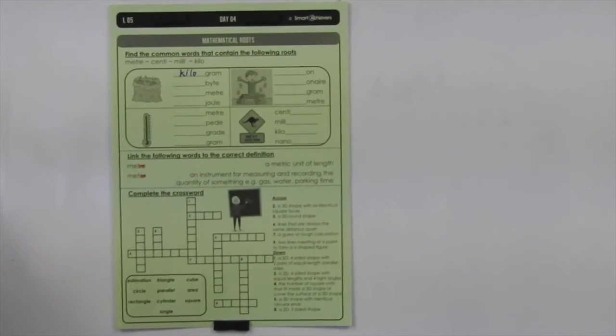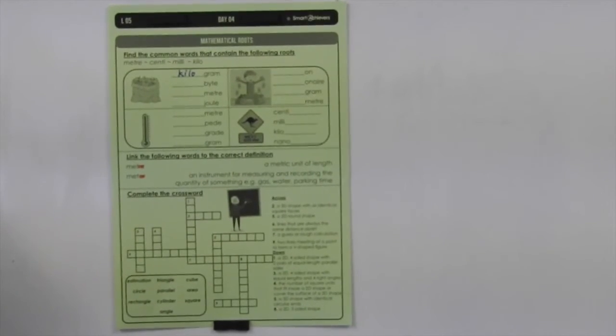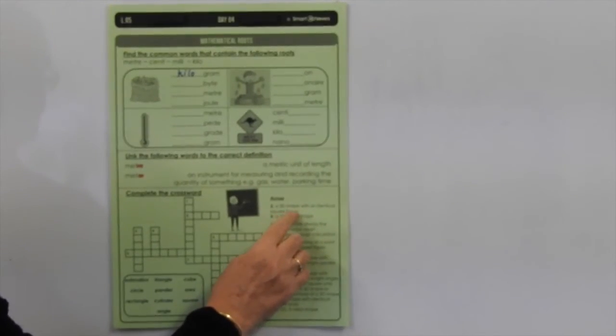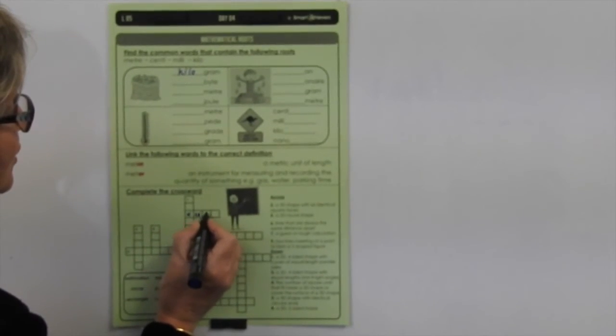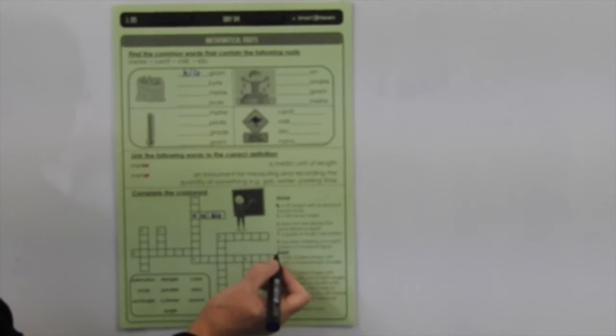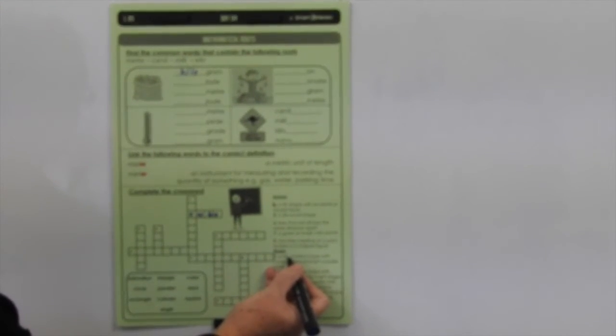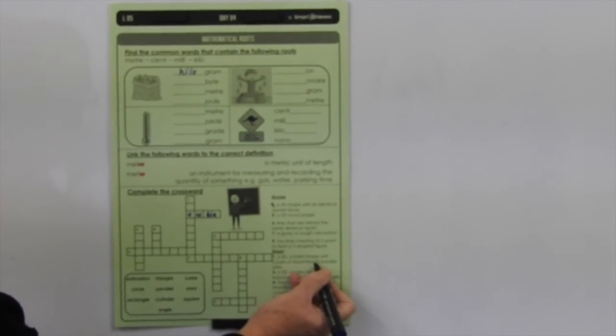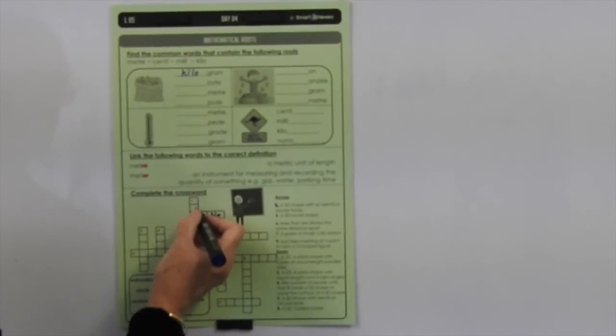Now down the bottom you've got a mathematical crossword to do. So number 2 across, it's got 4 letters by the look of it. A 3D shape with 6 identical square faces. You put one letter in each box, would be a cube. So you can cross that one off. Then let's do one down. A 2-dimensional, 4-sided shape with 2 pairs of equal length parallel sides is probably going to be a rectangle. You can see if that fits.